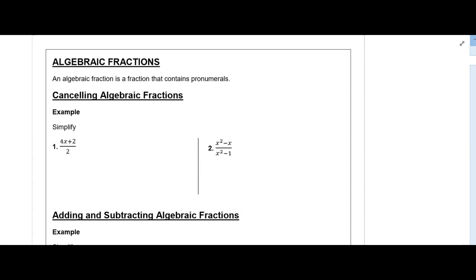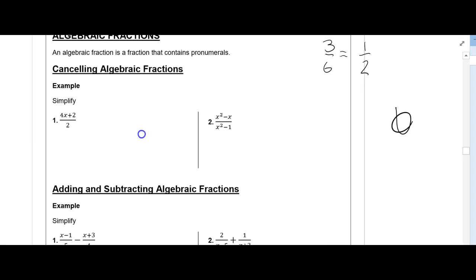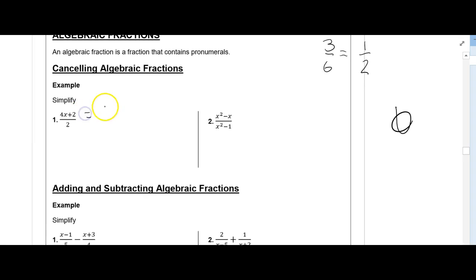Okay, algebraic fractions can be cancelled if the same thing is on the numerator as on the denominator. So if I had 3 on 6, then 3 is common, so it would be 1 on 2. It's exactly the same with these examples, but we have to find the algebra that's common. So the first step is to factorise.